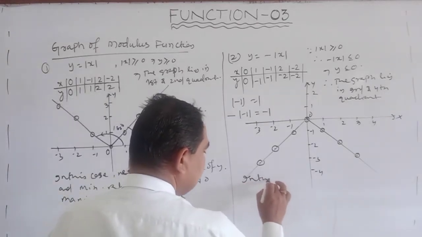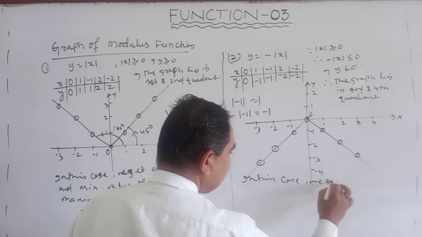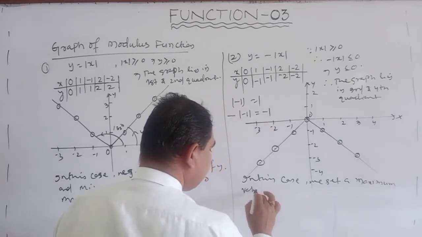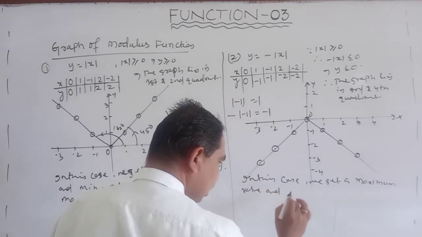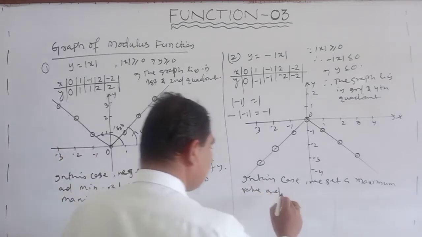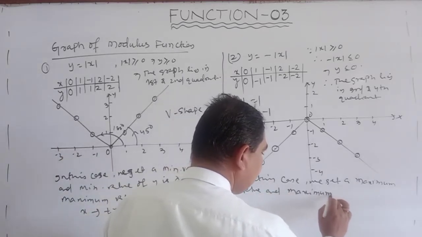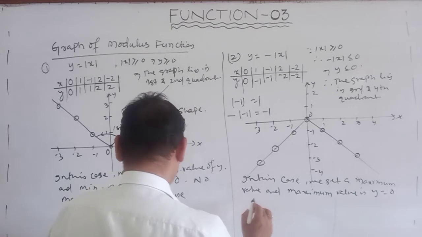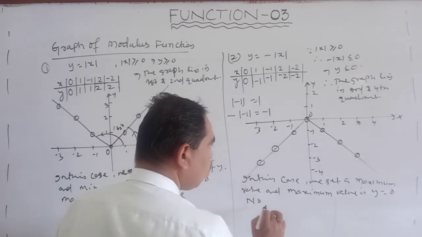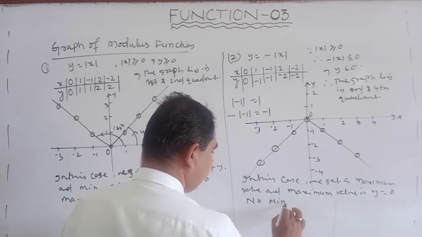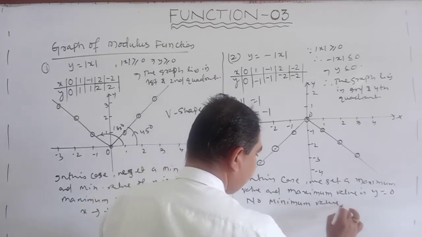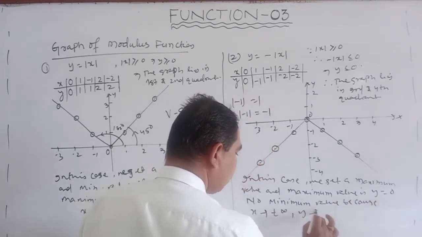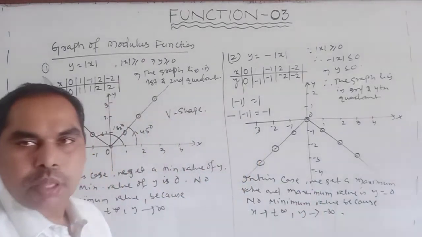In this case we get a maximum value, and the maximum value is y is equal to 0. No minimum value, because x tends to plus or minus infinity, y tends to minus infinity. So no minimum value.